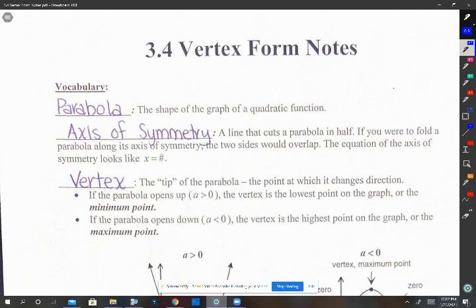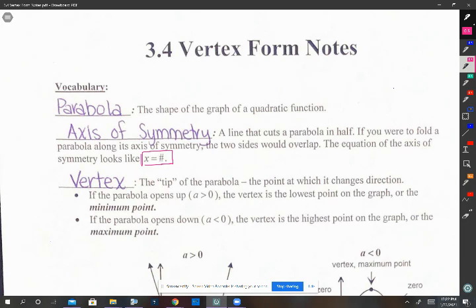So remember, that's an imaginary line that goes right through the vertex point. And so if you fold it along that axis of symmetry, they overlap each other. They would lay on top of each other. The equation of the axis of symmetry is always x is equal to a number. And remember that number is always the h value of your vertex.